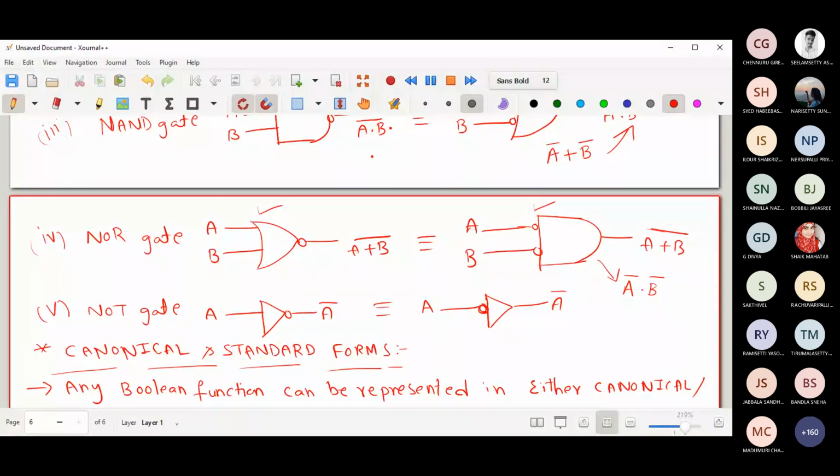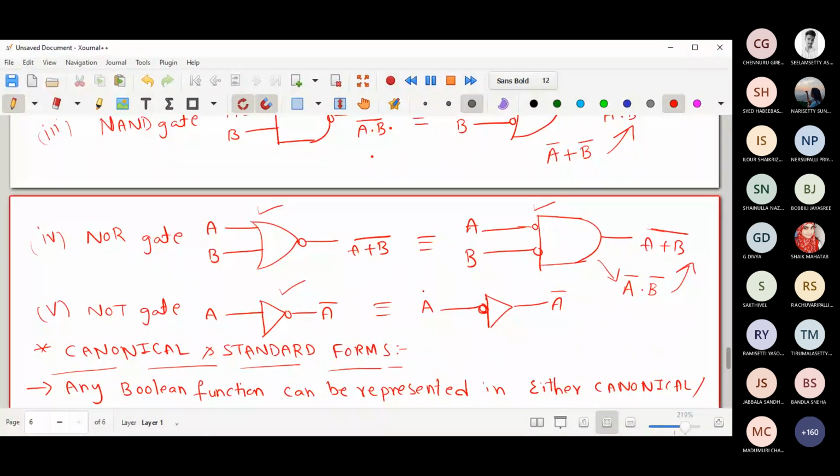If you go for De Morgan's theorem, one statement is that A plus B whole bar equals A bar dot B bar itself. That is, A bar dot B bar equals A plus B whole bar. So this is the other gate. The last gate is the NOT gate. You can represent the NOT gate like this, or as an inverter. A is the input and A bar is the output, or you can also represent it like this, with a bubble.